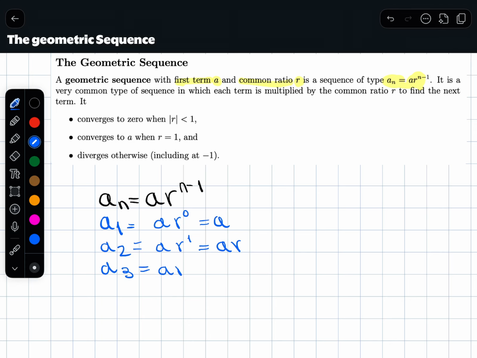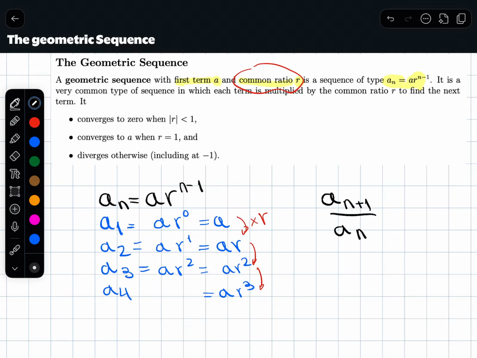A3 will be ar squared, right? And then a4 is going to be ar cubed, and so on. So what's happening with each term is that we're taking the previous one and multiplying by r, which is why this is called a common ratio. If you likewise take any term and divide by the term that came before, you get r. So that is the meaning of this phrase, common ratio.